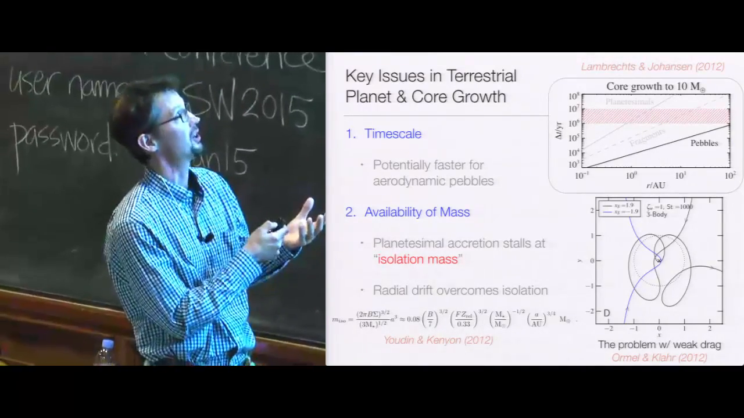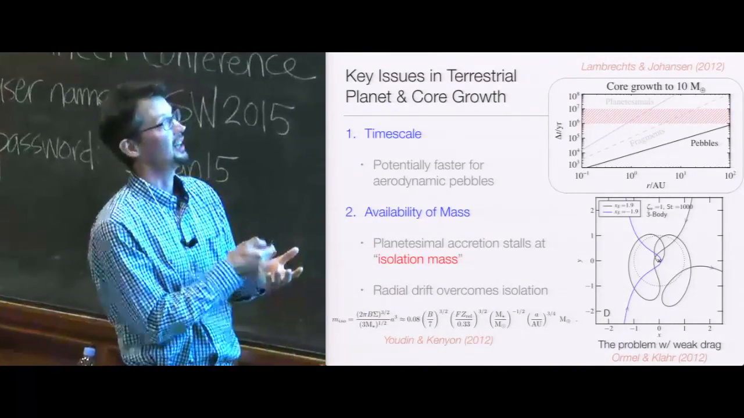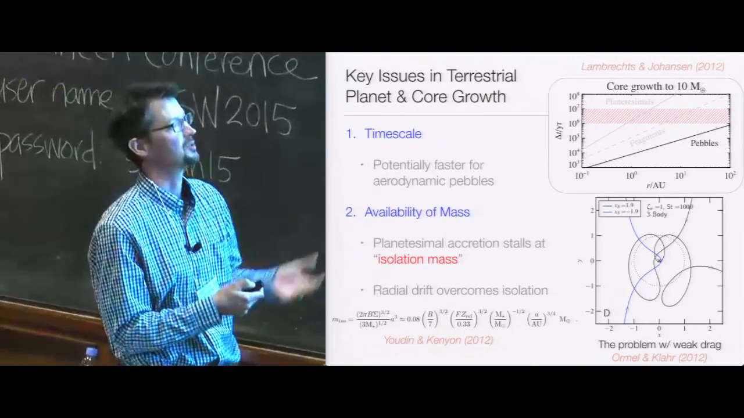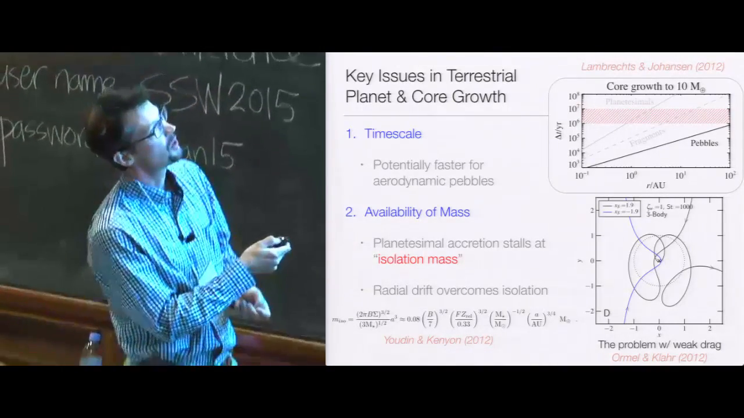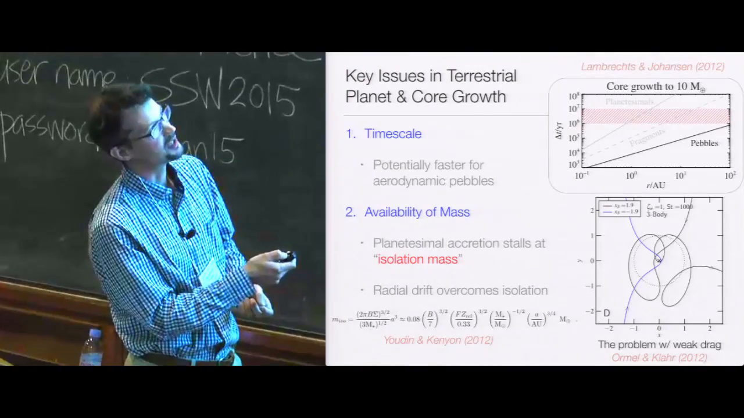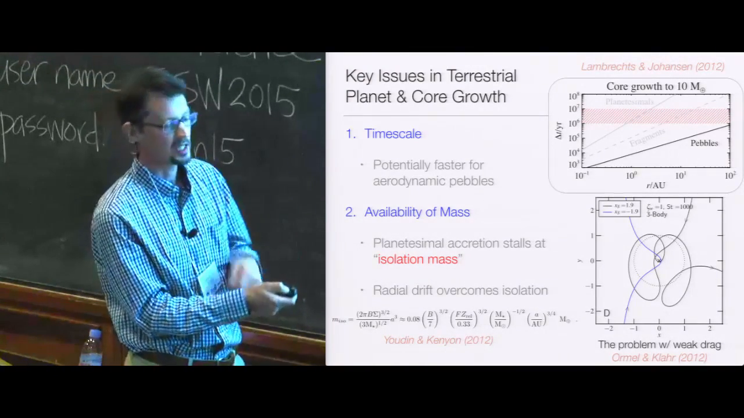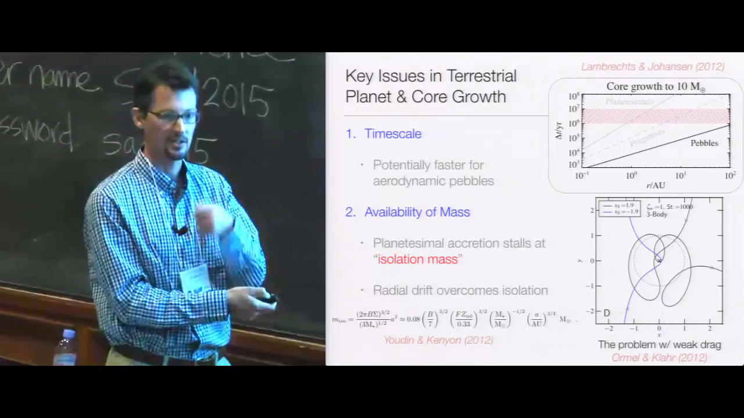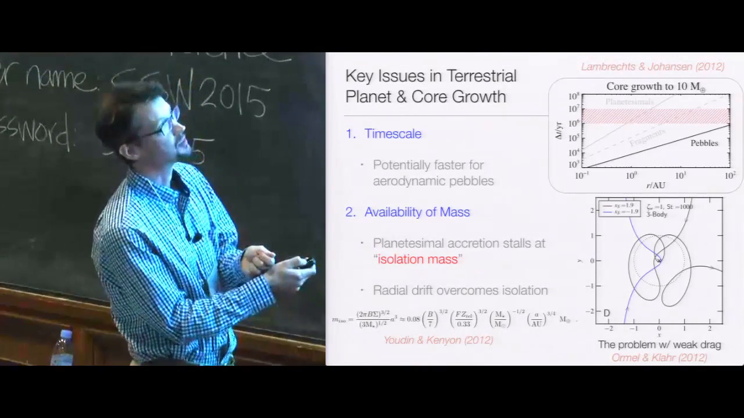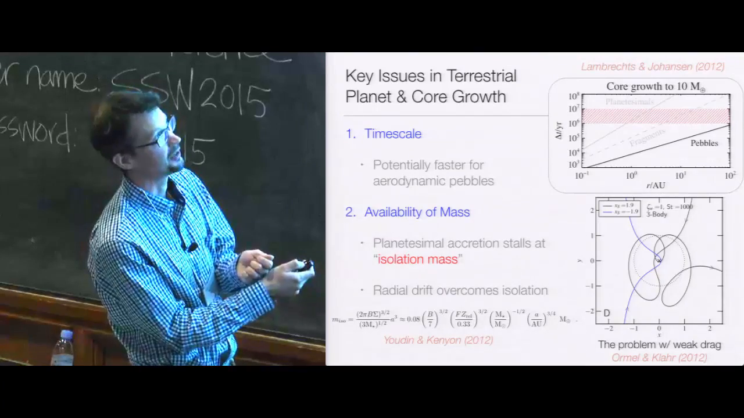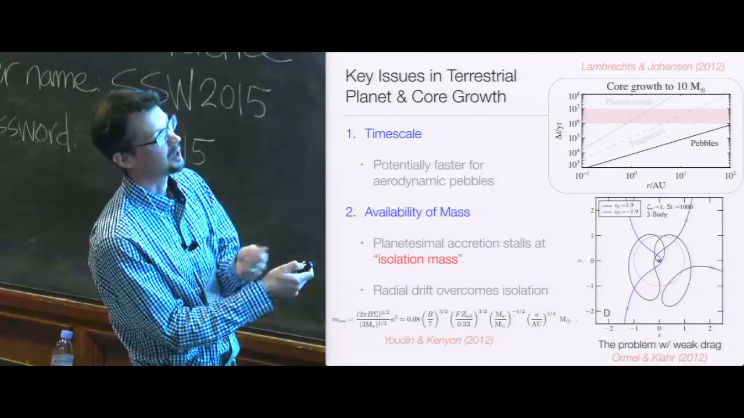And the key issues, of course, are time scale and how much mass. How much mass do you grow? So the point is that the time scale for this aerodynamic process of pebble accretion is potentially, and I say potentially because you have to have solids that are the right size, but it's potentially much faster than any other accretion process. Now, why is that?